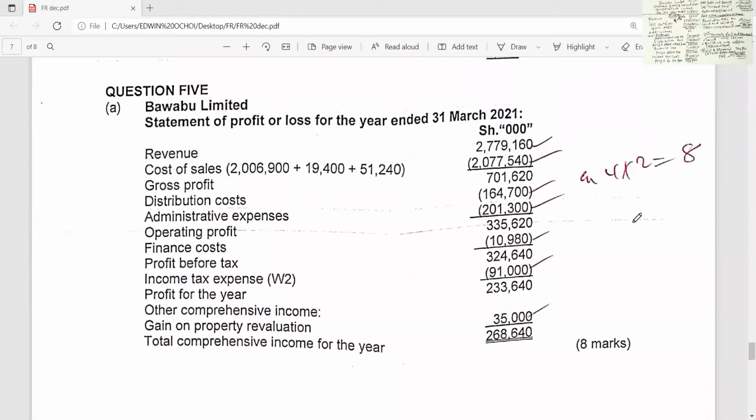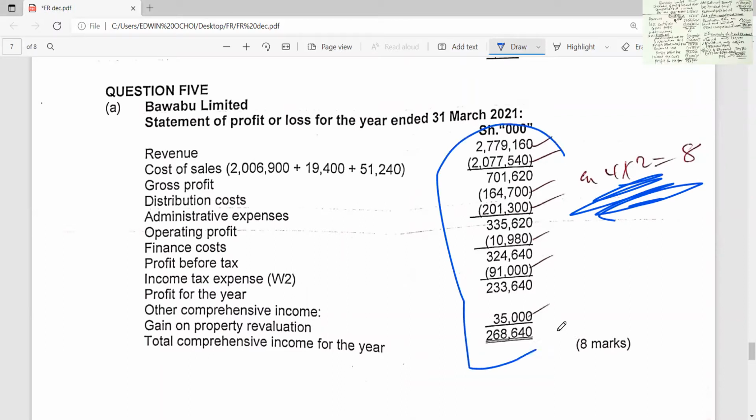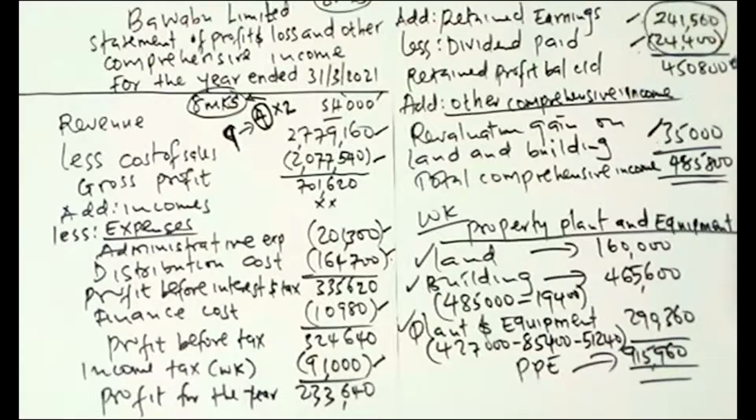4 times 2. Any 4 correct out of these entries you have made, any 4 correct, you multiply by 2. You get your 8 marks. Out of the 9, you can't miss 4. Like now I can show you the 4 which are even, you could have not even struggled to get the 4.